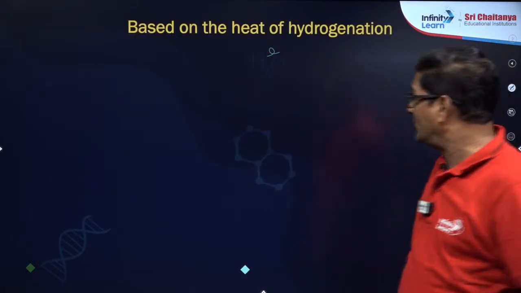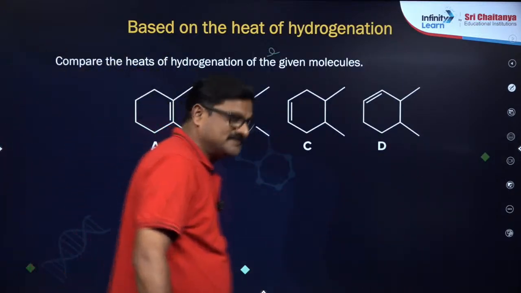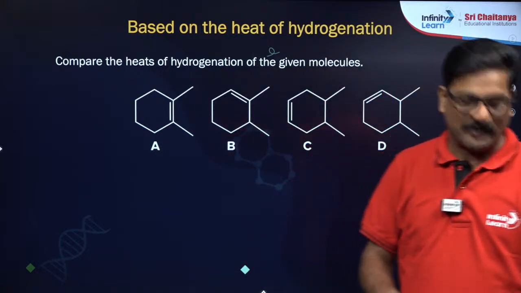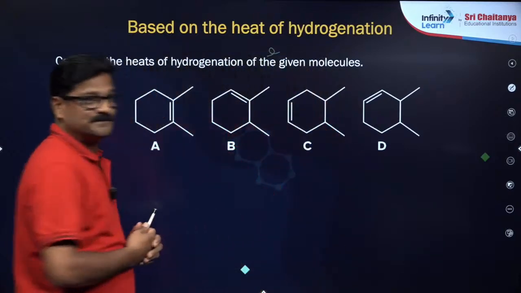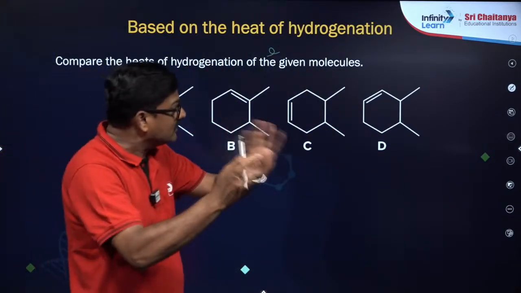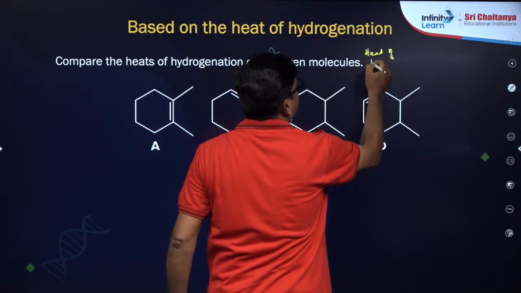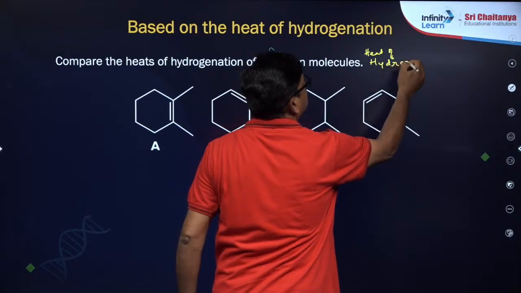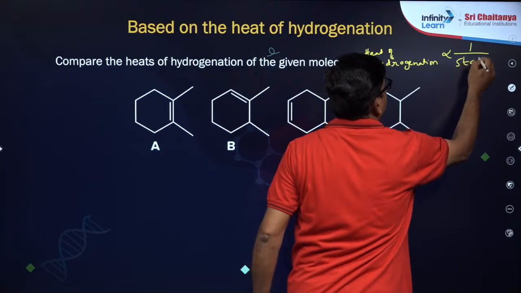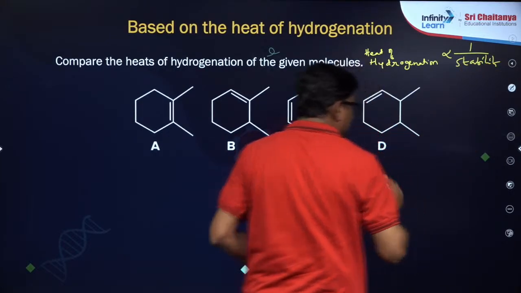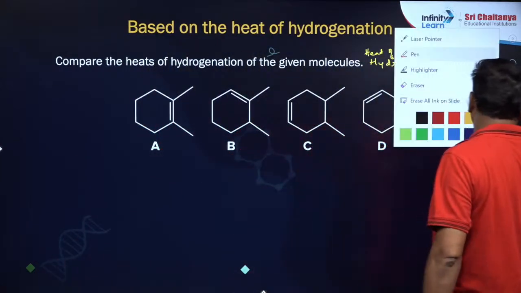Come on, let's do a question. Compare the heat of hydrogenation of the given molecule. If this question is done, hyperconjugation, we are coming to an end. So, let's recall what we learned. Heat of hydrogenation is inversely proportional to stability. But stability is directly proportional to number of alpha hydrogens. So let's see how many alpha hydrogens are there.